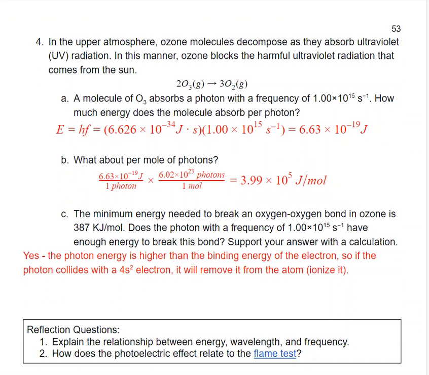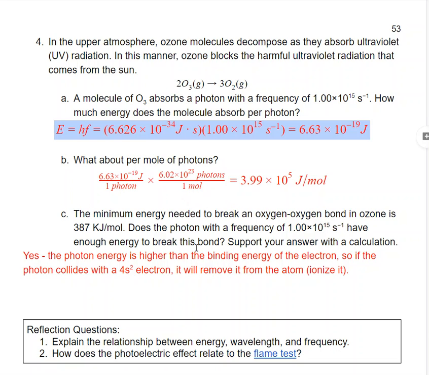In the upper atmosphere, ozone is decomposed. That's because it's absorbing some very high energy ultraviolet radiation from the sun. So I need to calculate the energy of the photon with this particular frequency. So I'm just going to use my E = hf, plug in and solve here, and I get this amount of joules. So that's per one single photon. What if I had a mole of photons? So I just need to multiply joules per photon by photons per mole, so I get joules per mole.